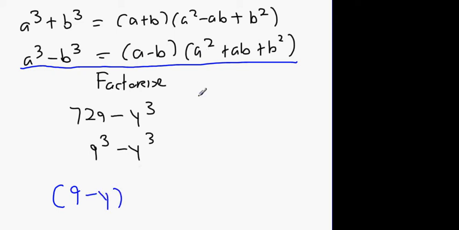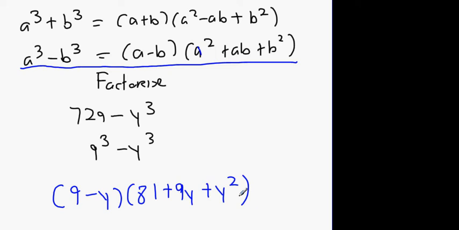What's 9 squared? A squared is 9 squared, so 81. Then 9 times y, 9y, and then b squared at the end is going to be y squared, and you're done. It's that easy. You got it?